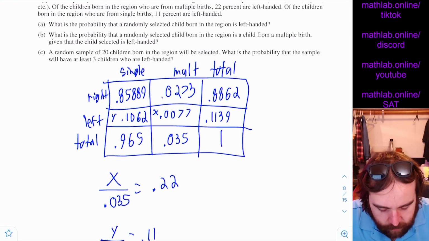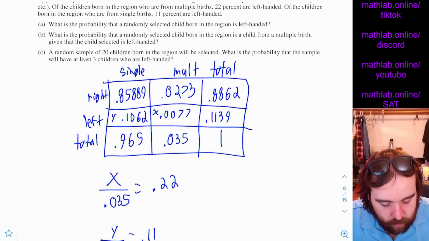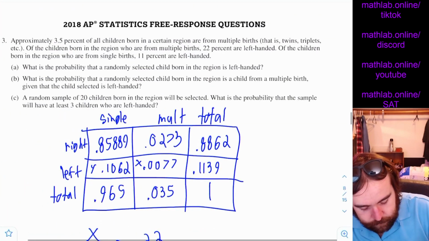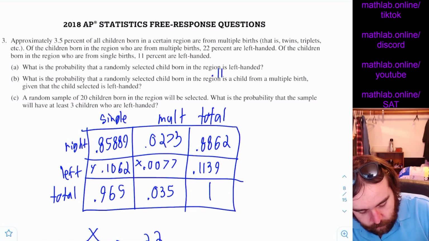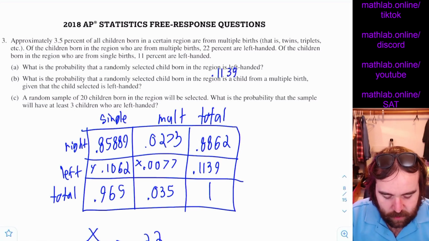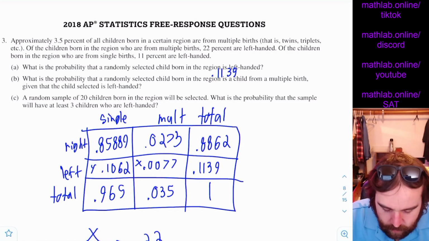A: what is the probability that a randomly selected child born in the region is left-handed? We've got that right there, 0.1139.